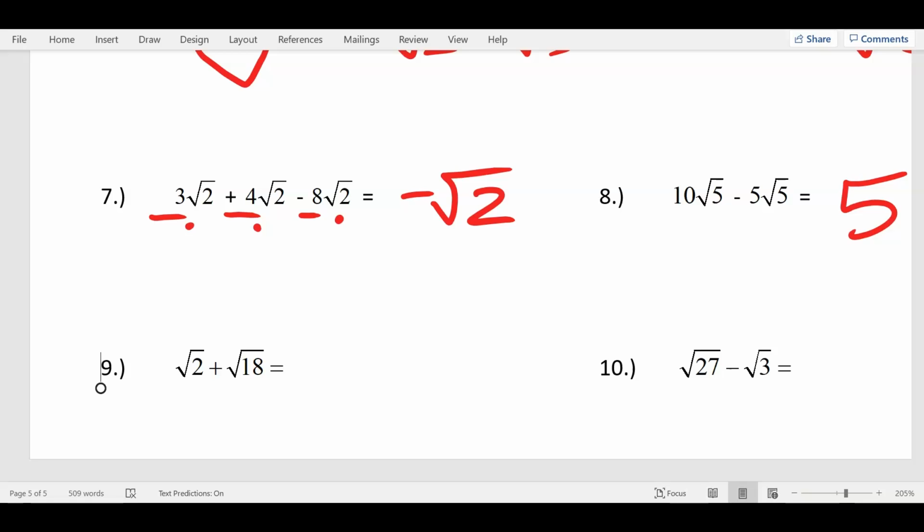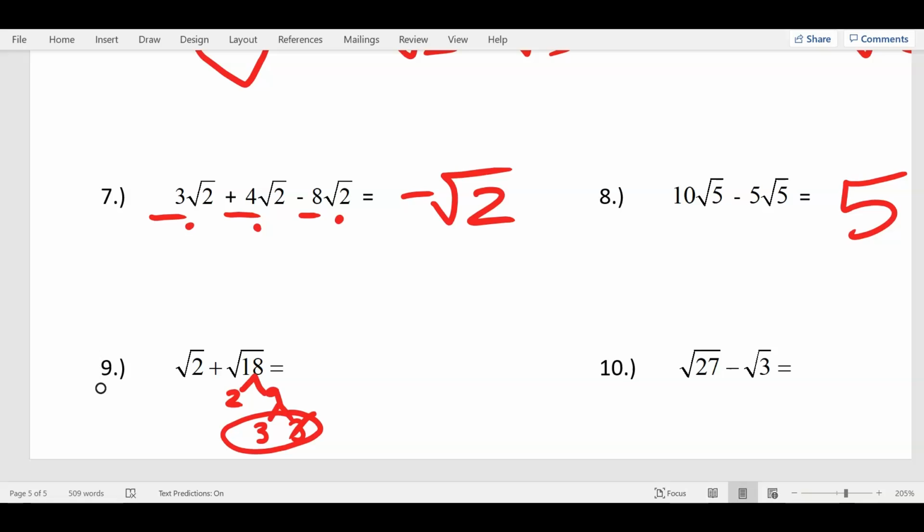But this square root of 2 is prime, but 18 is not prime. Maybe we can break the 18 down, you know, like the factor tree style. So you might need to write small. Well, let's break down 18. 18 is 2 times what? 9, right? And then 9 is what times what? 3 times 3. Now, do I have a pair there? I do.